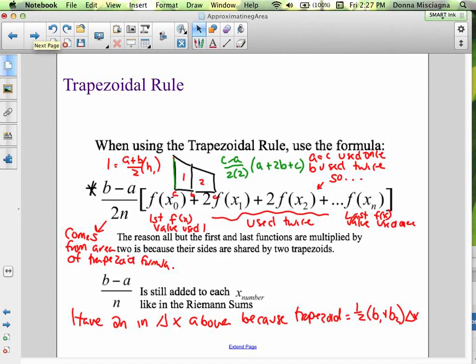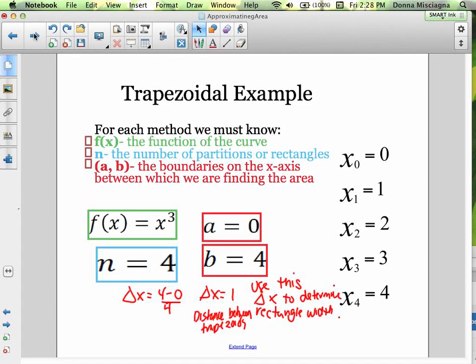So we have 2n instead of just n for the change in x, because the area of a trapezoid is 1/2 the sum of the bases times the change in x. Just a formula for the trapezoid, times your height, times the width, which is your change in x. So here the heights are the bases and the width is the change in x. So for any method, we have to know the function of the curve, the number of partitions, and the boundaries.